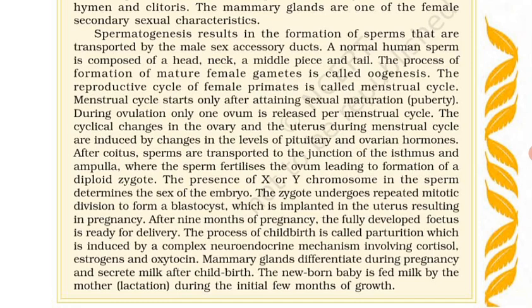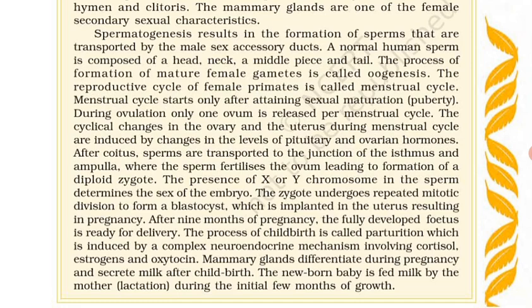The reproductive cycle of female primates is called the menstrual cycle. The menstrual cycle starts only after attaining sexual maturation, that is puberty. During ovulation, only one ovum is released per menstrual cycle. The cyclical changes in the ovary and the uterus during the menstrual cycle are induced by changes in the levels of pituitary and ovarian hormones.